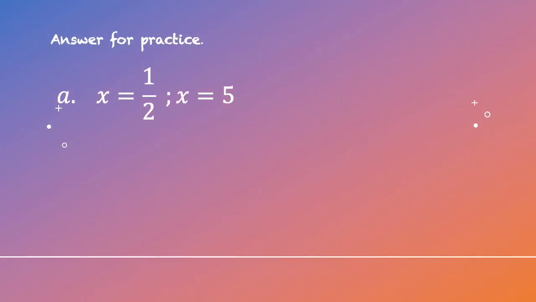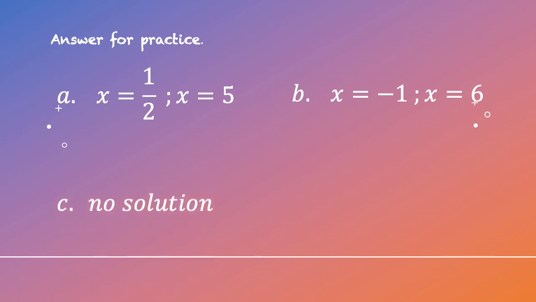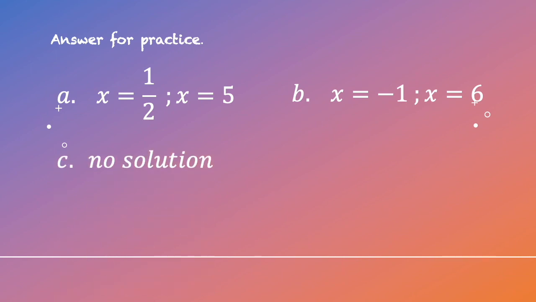So for number 1 question, we have the answer x equals 1/2 and then x equals 5. For letter B, we have x equals -1 and x equals 6. I hope we have the same answer. For letter C, we have no solution. And for letter D, we have x equals 2. And last, letter E, there is also no solution.